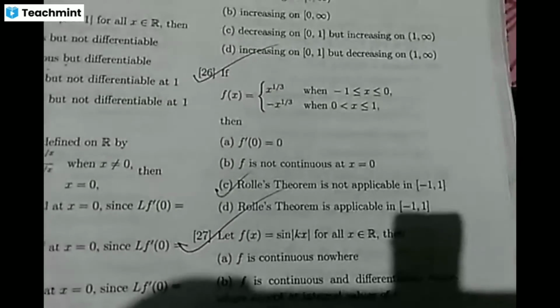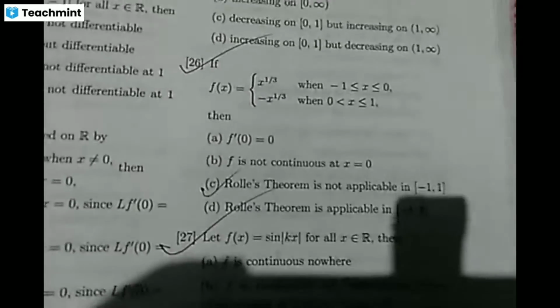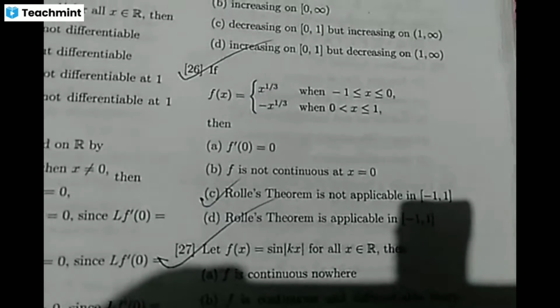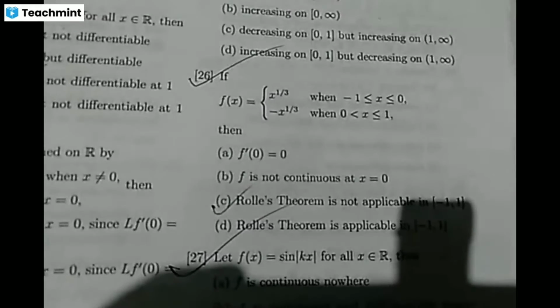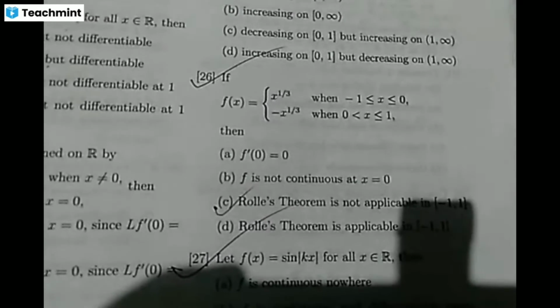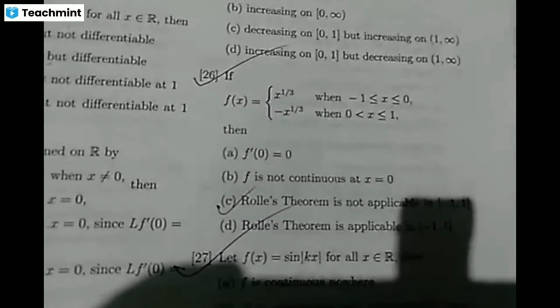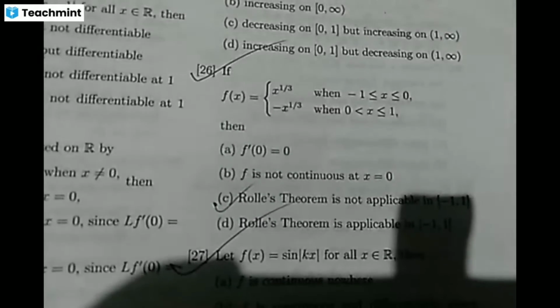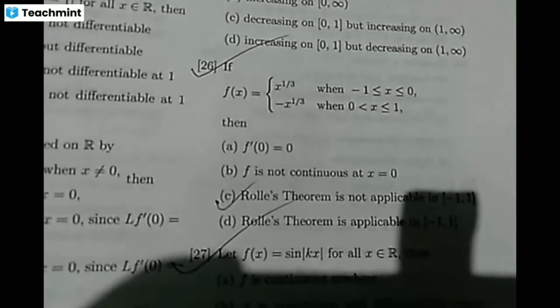Okay, student. So there you can look at a problem. If f(x) is equal to x to the power 1/3 when x belongs to [-1, 0], or f(x) is equal to -x to the power 1/3 when x ranges between 0 to 1. So there is also less than or equal to and also less than, two inequality signs.